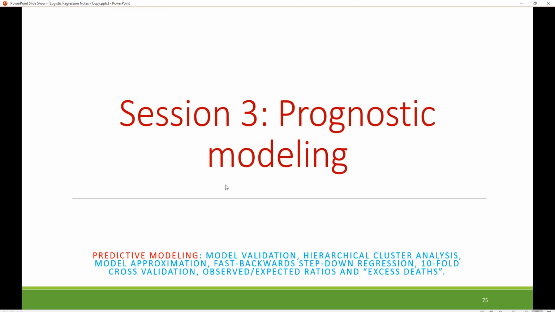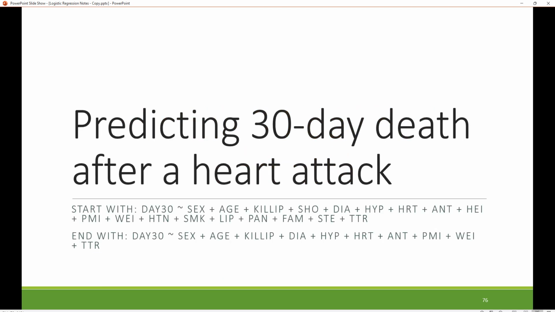Again, in session 3, we're looking at prognostic modeling, which is more commonly referred to as predictive modeling. And that consists of, in this session, model validation, hierarchical cluster analysis, model approximation, fast backward step-down regression, tenfold cross-validation, and observed expected ratios and excess deaths. And our case study is in predicting 30-day death after a heart attack.